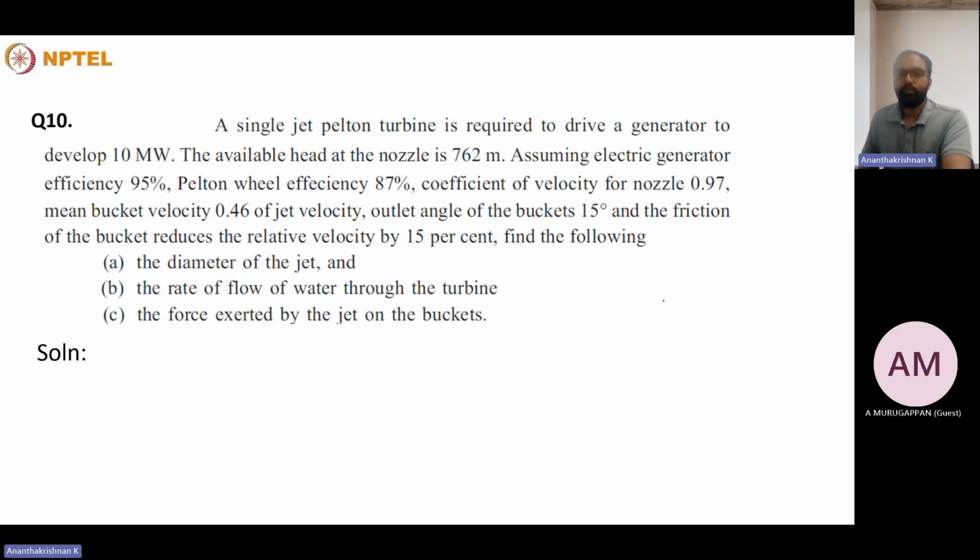Now look into the next problem. It's a numerical type problem. It's about the Pelton turbine, and look into the problem. Meanwhile, I'll also try to solve it.